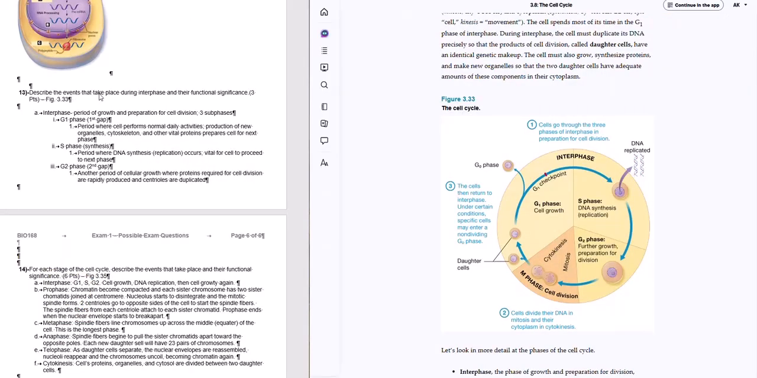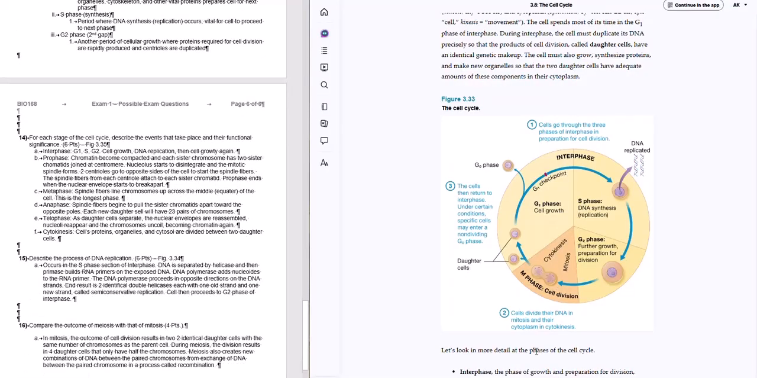Question 13, describe the events taking place during interphase and their functional significance. You can get a good idea from Figure 3.33 in section 3.8. So remember, interphase is made up of G1, S, and G2. With G1, this is where you're going to be growing new organelles, cytoskeleton, cytoplasm, getting ready. So you're preparing. During S phase is DNA synthesis and replication. And then in G2, further growth and preparation for division. So G1, S, and G2 are our 3 phases of interphase.